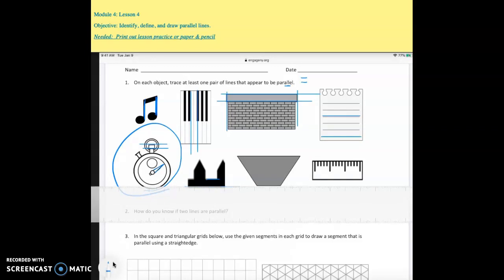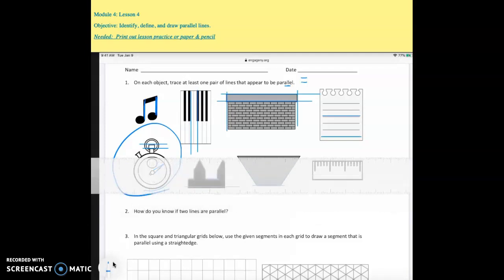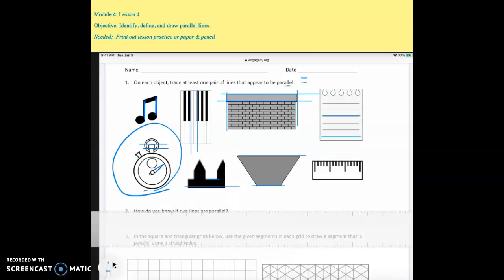On the trapezoid, a trapezoid has one set of parallel lines, the top and the bottom. The sides are not parallel because eventually they would meet up if they kept going. They would meet up down here and intersect. All right, and on the ruler, lots of parallel lines. How about that one and that one? Okay, all right, let's go on to the next page.